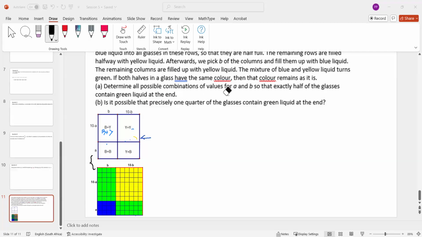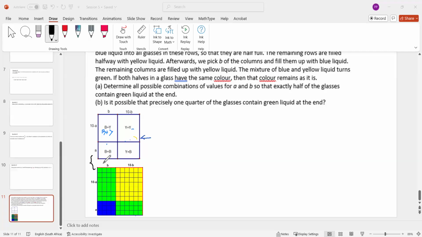Determine all possible combinations of values A and B so that exactly half of the glasses contain green liquid at the end. Now we want exactly half to contain green liquid. You have green liquids here. So you want to know combinations of A and B so that exactly half of the liquids contain green liquid at the end. Now, how many green liquids are here?